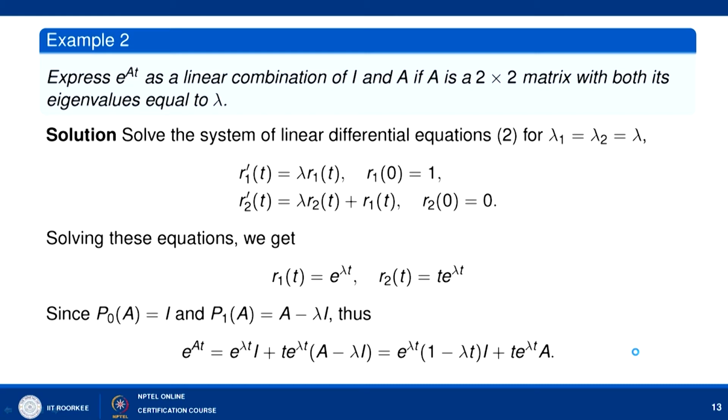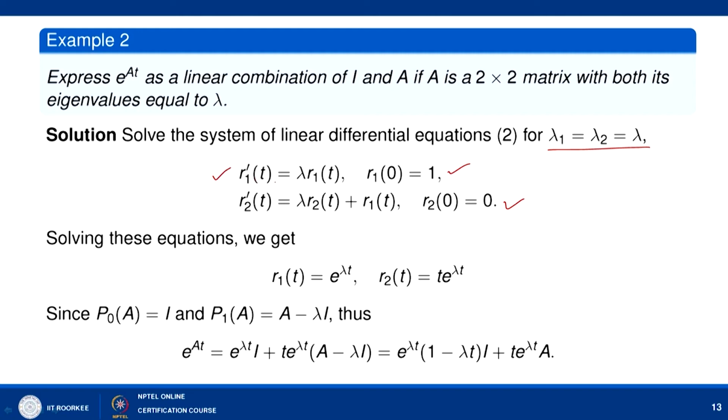Anyway, now example 2: express e^{At} as a linear combination of I and A when A is a 2 cross 2 matrix with both of its eigenvalues equal to lambda. So here lambda_1 is equal to lambda_2 equal to lambda, and your scalar equations are given as r_1'(t) equal to lambda r_1(t) with r_1(0) equal to 0, and r_2'(t) equal to lambda r_2(t) plus r_1(t) with r_2(0) equal to 0. We can easily solve these equations.